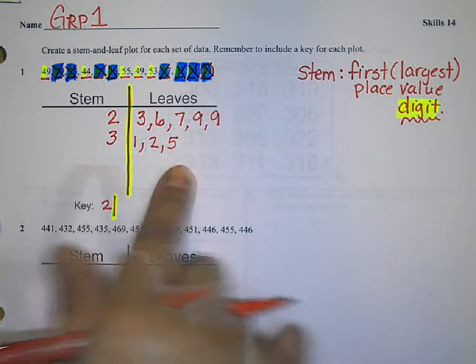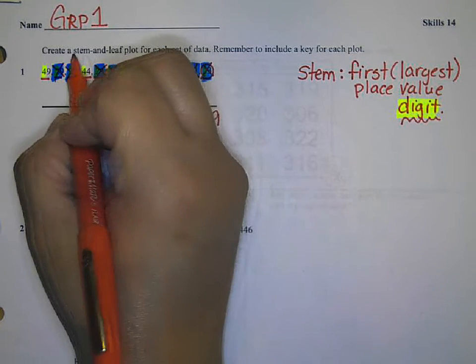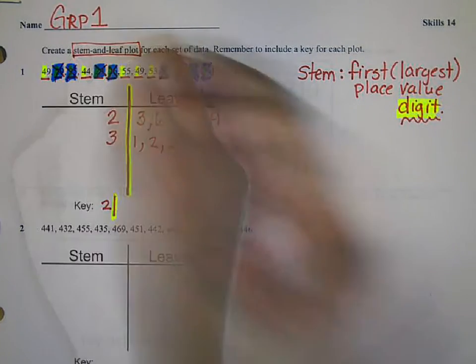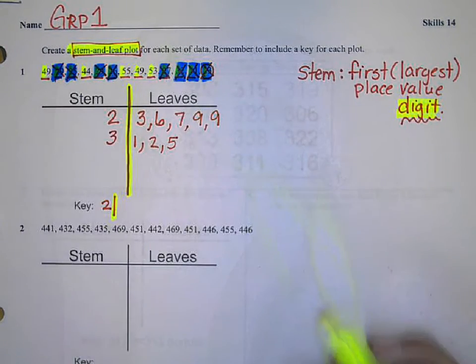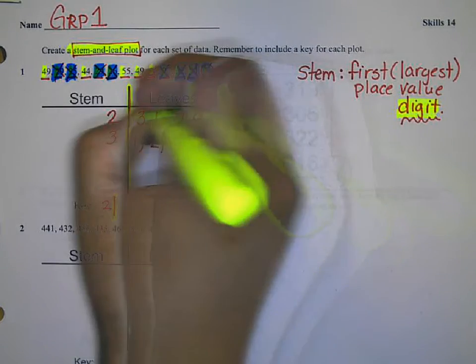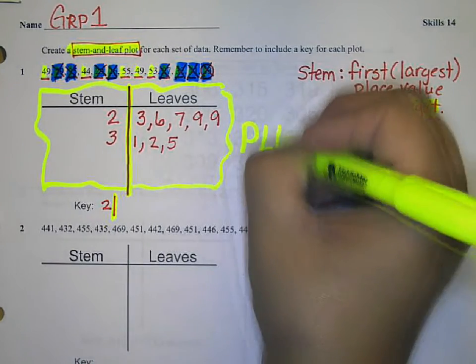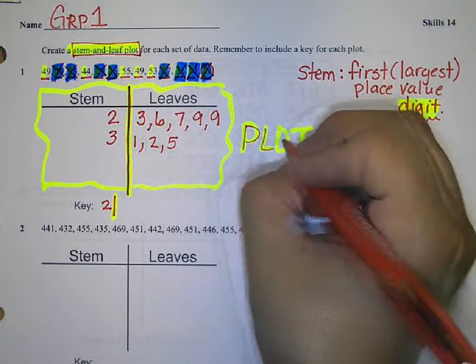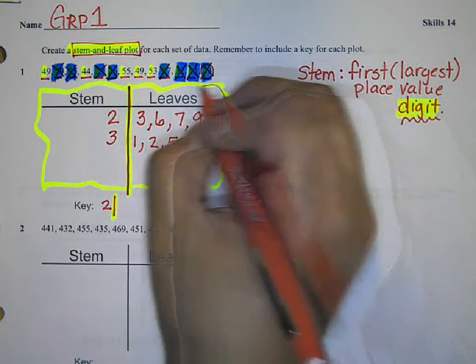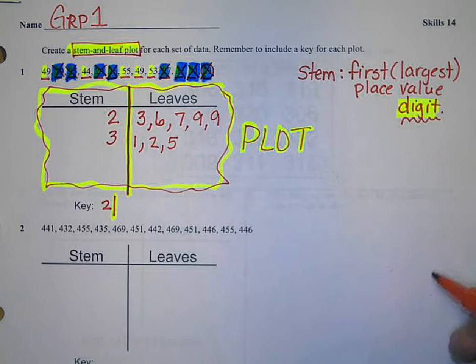And I'm putting them in a plot, a stem and leaf plot. I want you to go ahead and highlight that up here, because a stem and leaf plot is everything you see here. This is your plot. All of that is your plot.